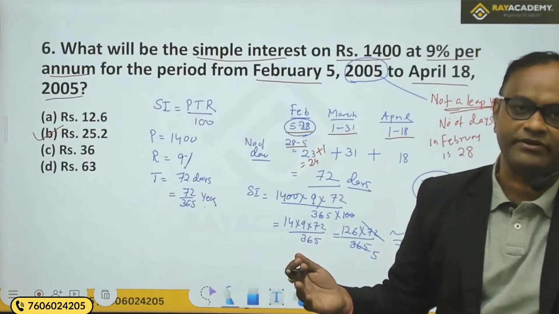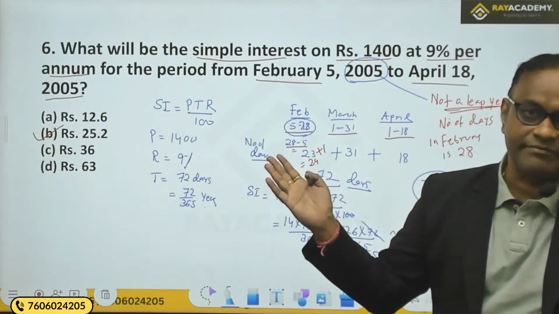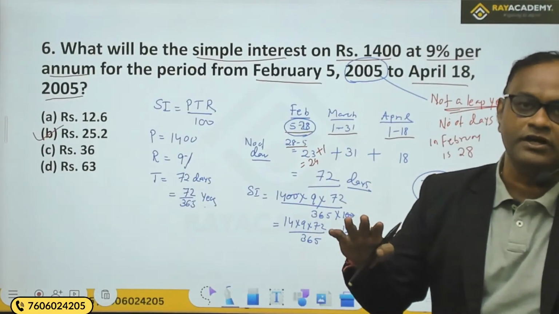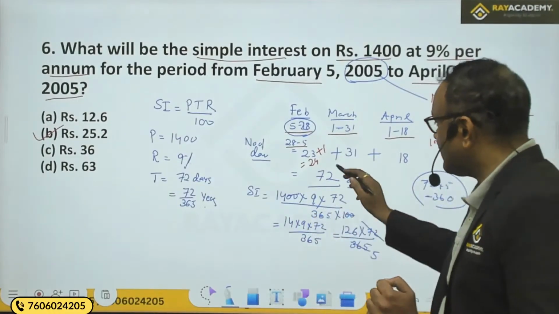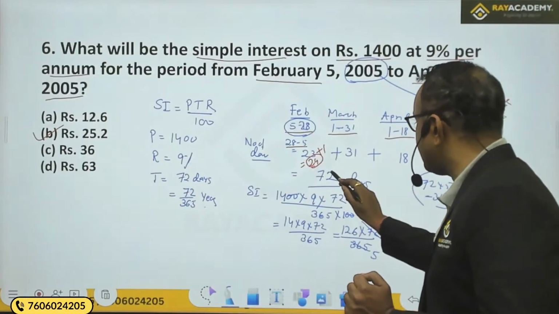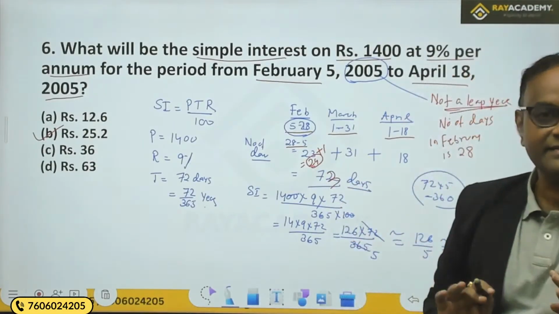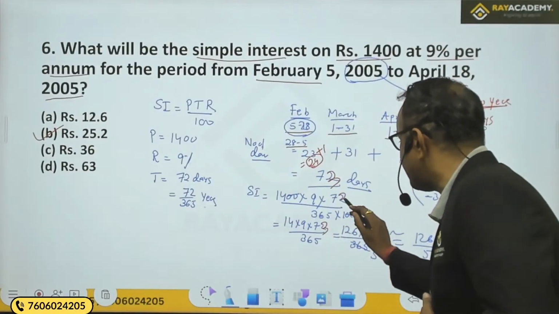Suppose 5 to 7, another example. How many days? 5, 6, 7, 3 days. But if we do 7 minus 5, it becomes 2. So you have to add plus 1 while you are counting this. So that is why this mistake we have made. This is 24 then. If it becomes 24, then this becomes 73. If it becomes 73, this formula will become 73.